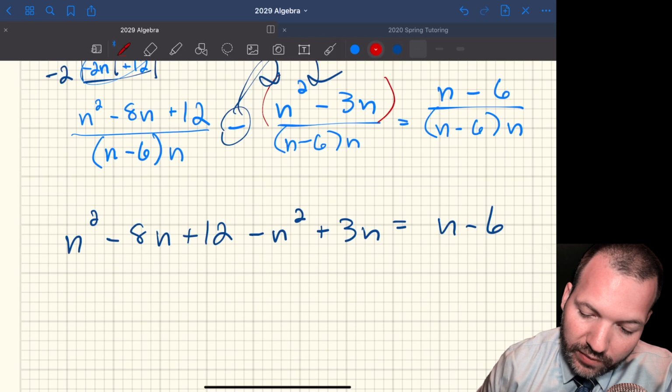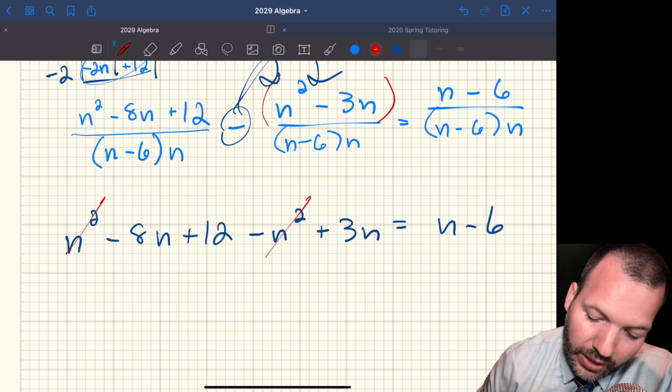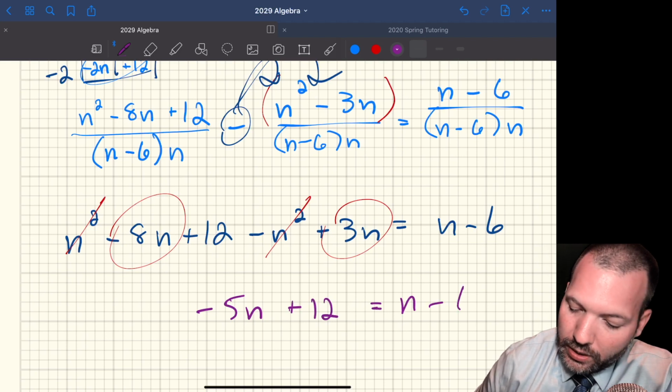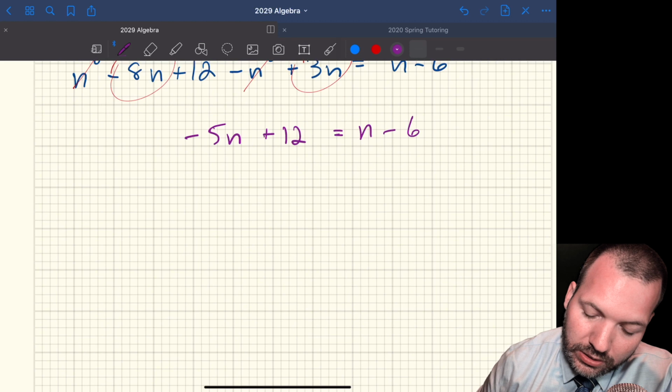You'll notice at this point I have some like terms that combine. n squared minus n squared becomes 0. Negative 8n plus 3n become negative 5n. The plus 12 doesn't go anywhere. And again, the whole thing is equal to n minus 6.